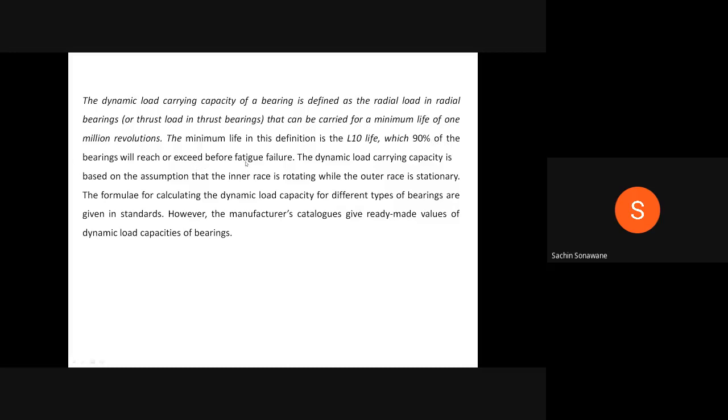fatigue failure. The dynamic load carrying capacity is based on the assumption that the inner race is rotating while the outer race is stationary. The formulae for calculating the dynamic load capacity for different types of bearings are given in standards. However, the manufacturer's catalogs give ready-made values of dynamic load capacities of bearings.